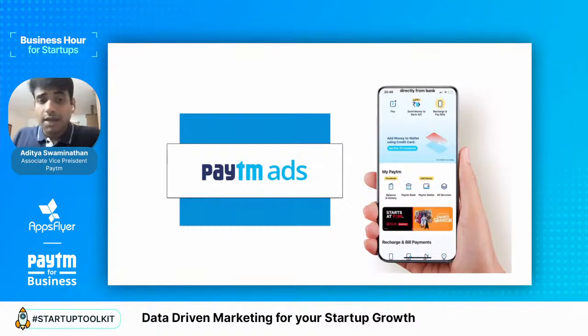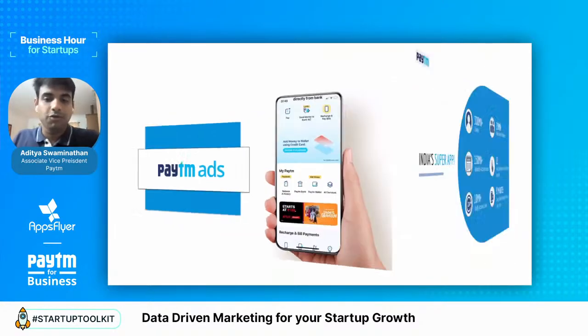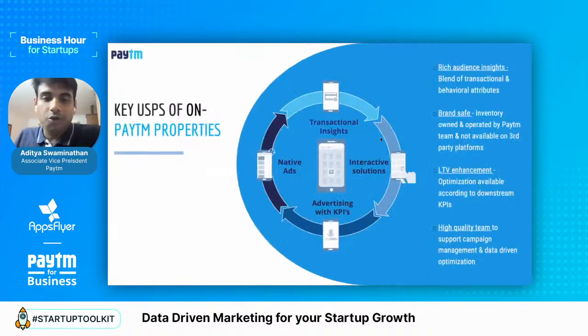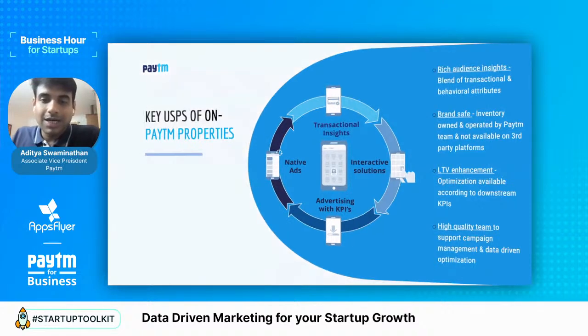So that's a gyan that I wanted to share with you. I'm going to take a couple of minutes just to talk about what we have to offer. Paytm is India's largest super app. We've got about 300 million users, 20 million odd merchants, 150 million monthly active users who are making payments. Our USPs: we've got transactional signals, interactive ad solutions, advertising with KPIs, and a lot of native ads built in. It's 100% brand safe inventory and has a lot of optimization capabilities to deliver your ROAS.